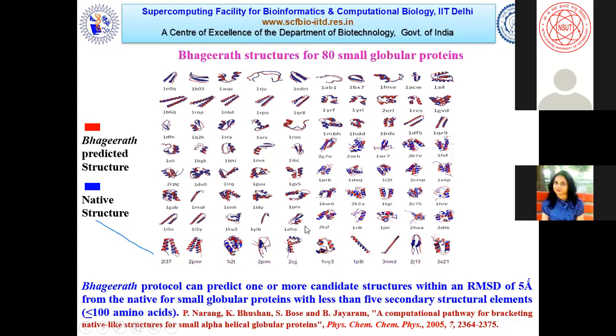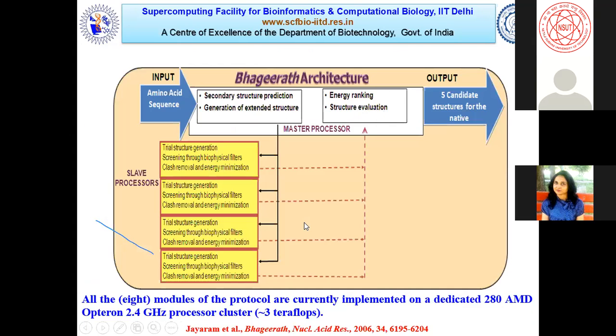We call this the ab initio method. Now, after ab initio, we said, let's make an implementation on a supercomputer, because you have several structures and you have to calculate energies. This is heavily compute intensive. So it's a 3 teraflop machine, with 280 processors.